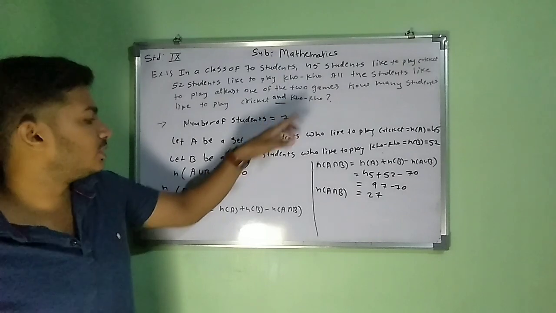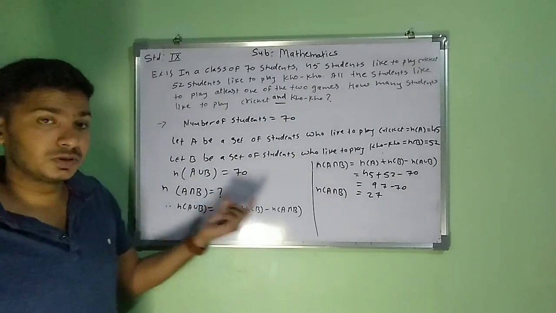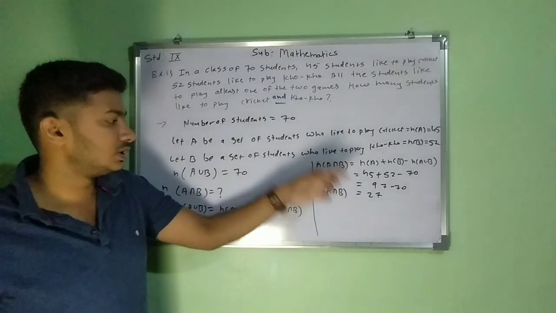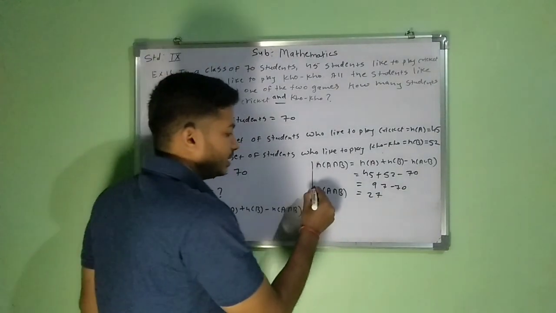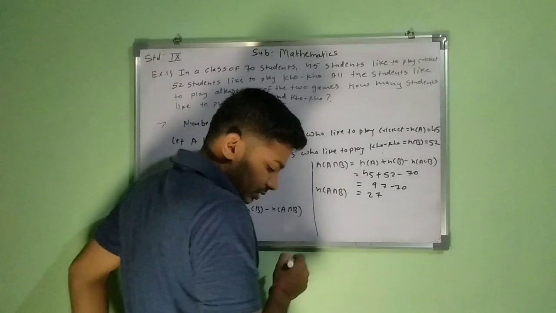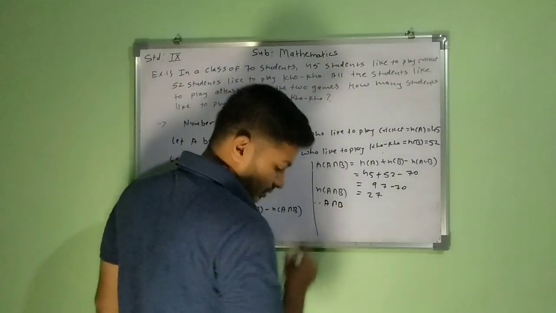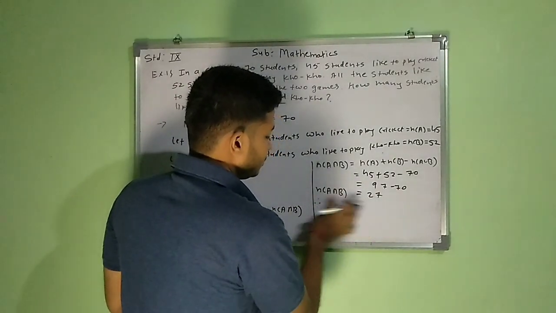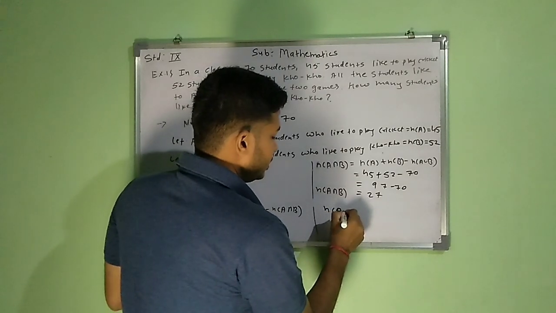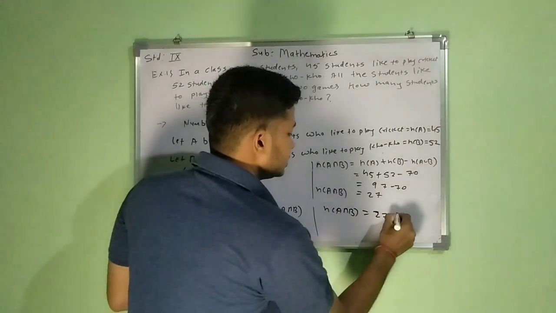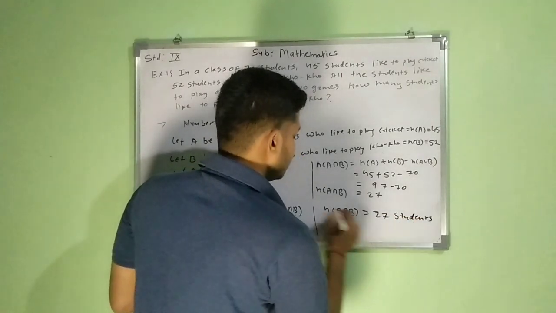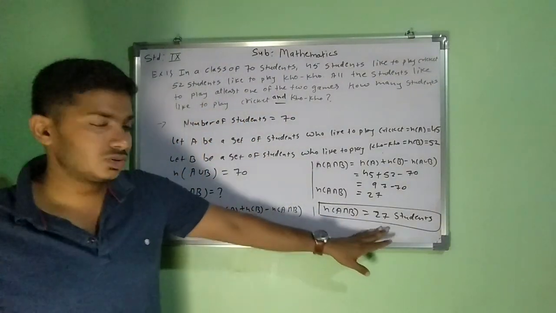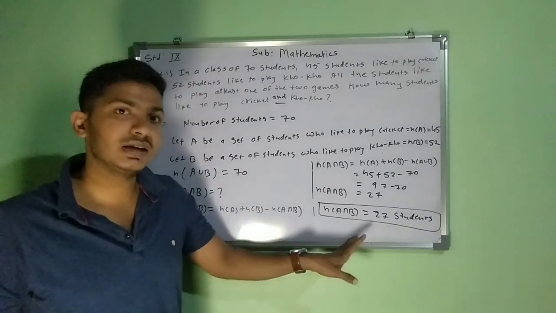That is what we have to find. A intersection B means the number of students who like to play cricket as well as Kho-Kho, that means both the games, that we just now got. So that will be our final answer. Therefore the final statement will be: therefore A intersection B is the set of students who like to play both. Therefore n of A intersection B will be equal to 27 students. And in the statement we also have to write: therefore there are a total of 27 students who like to play cricket as well as Kho-Kho.